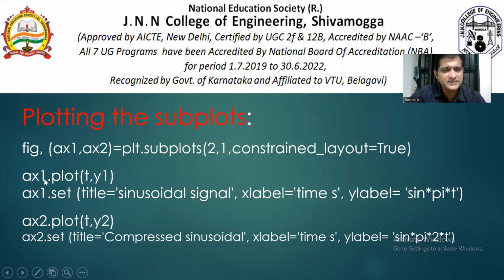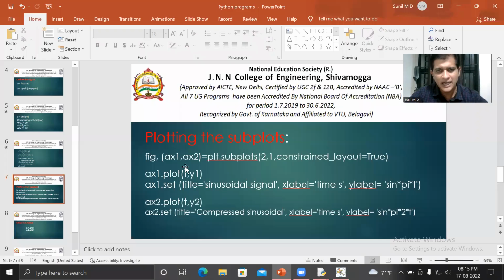Then what are we doing in the first plot? We are plotting y1 versus t, and we give the title to that. We give x label and y label. Similarly for the second plot, how to take it? Access to plot dot plot t comma y2. Here we can bring in the plot for y2. I'll show you how it works now.